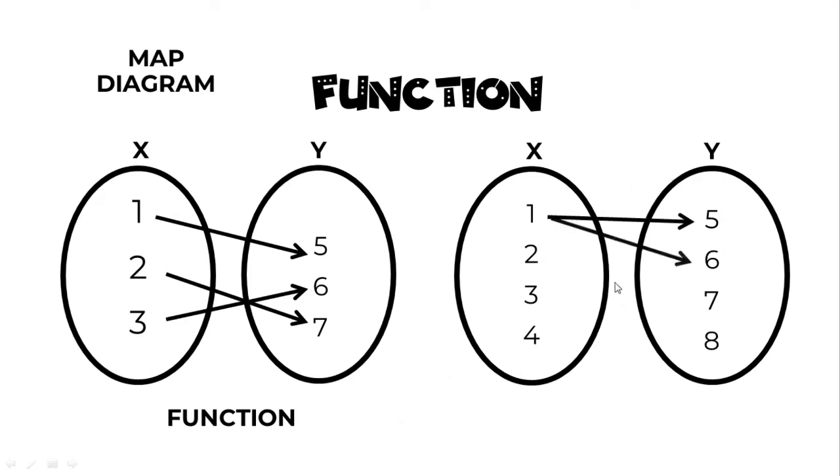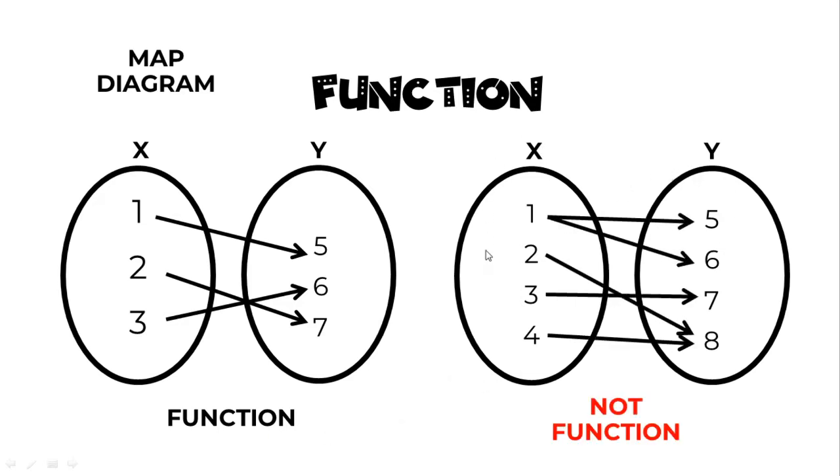Dito naman sa pangalawang example natin, makita naman natin sa ating domain, ang 1 ay nagko-correspond sa 5 and sa 6. Ang 2 ay nagko-correspond sa 8. Ang 3 ay nagko-correspond sa 7. And ang 4 ay nagko-correspond sa 8. Kaya siya tinatawag na hindi function kasi yung 1 ay nag-correspond sa 5 and 6. Dapat isa lang ang kino-correspond niya or nire-relate niya para siya matawag na function.